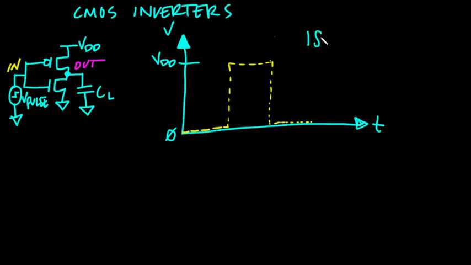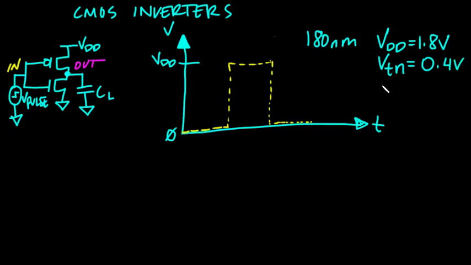So for a 180 nanometer process, this would be an old process, by the way, VDD would be equal to 1.8 volts. And the threshold voltage for the NMOS device, I'm going to call VTN, would be 0.4 volts. And the absolute value of the threshold voltage for the PMOS device would also be 0.4 volts. There's a couple things to think about here. For a PMOS device, the gate voltage needs to be lower than the source voltage by the threshold voltage. So the threshold voltage actually looks negative.